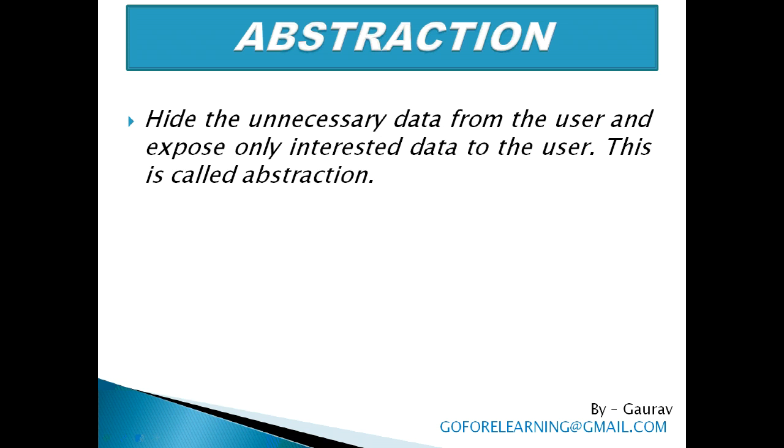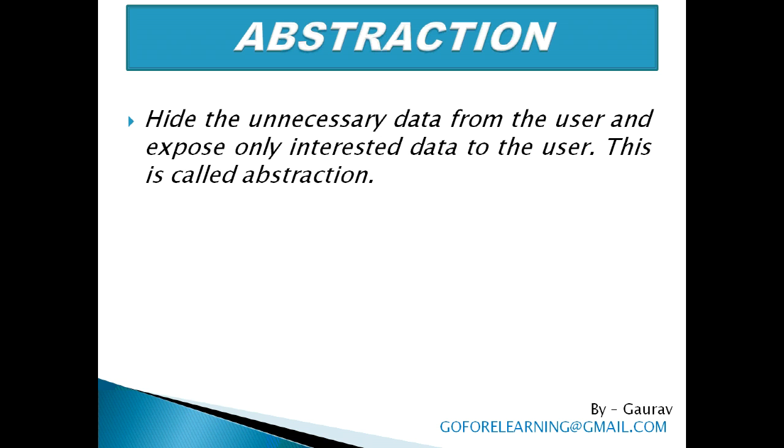Another one is abstraction. There may be a lot of data a class contains, and the user does not need the entire data. The user requires only some part of the available data. In this case, we can hide the unnecessary data from the users and expose only the data that is of interest to the users. This is called abstraction.